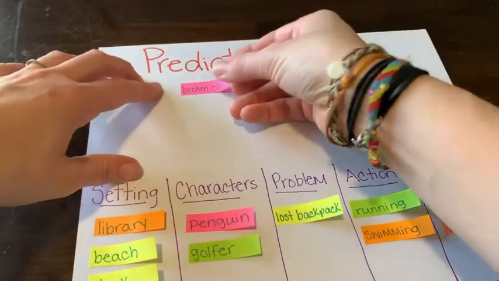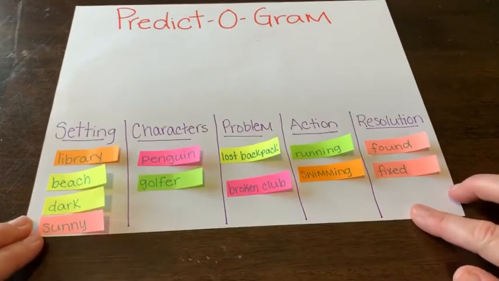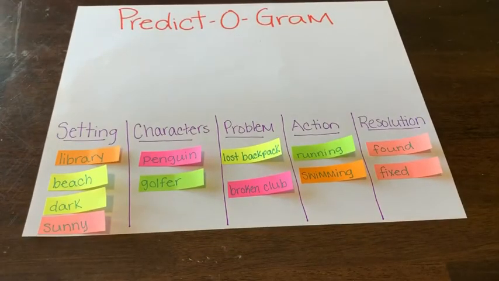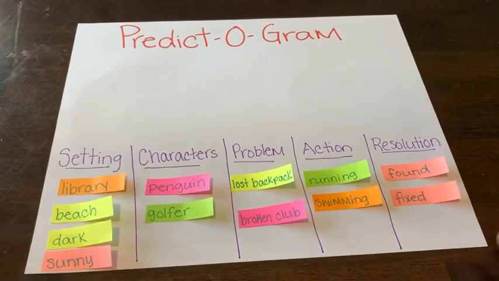So just a little fun predictogram. A fun little thing that you can do with your kids. If you have older kids, the older kids can help the younger kids, or you can sit down and really help the kids or encourage them to do the activity on their own.